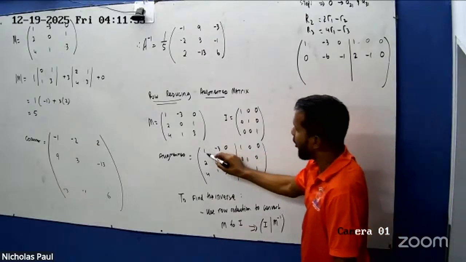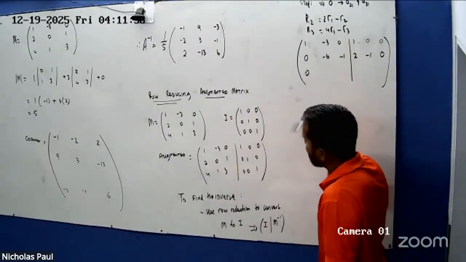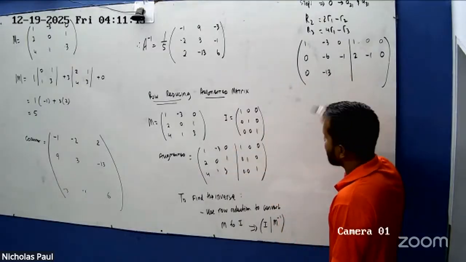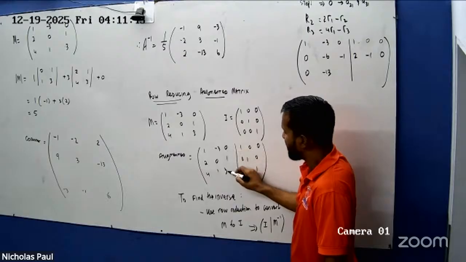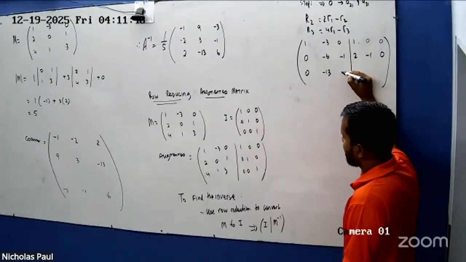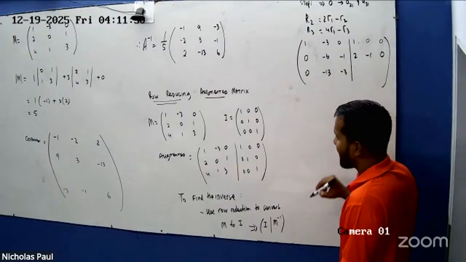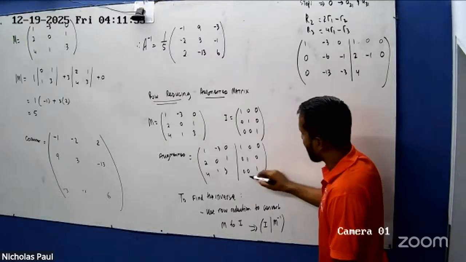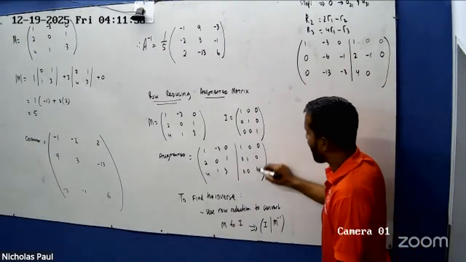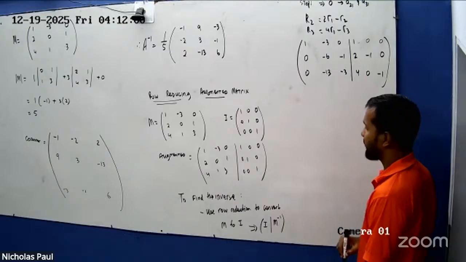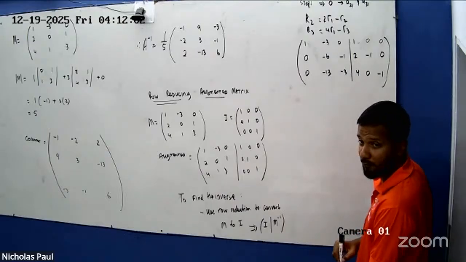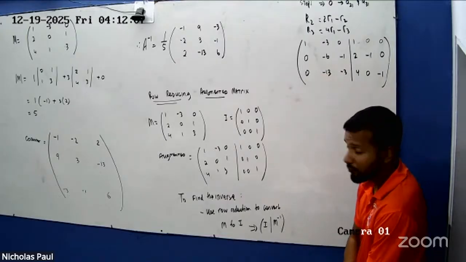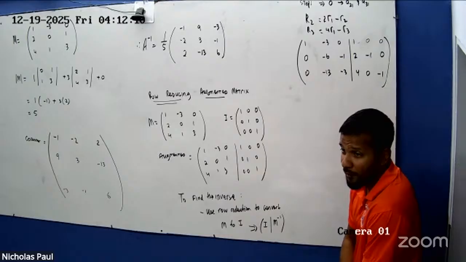So 4 by this minus this, that's 0. 4 by this is minus 12 minus this is minus 13. 4 by this minus this, that's minus 3, right? 4 by this minus this is 4. 4 by this minus this is minus 1. Right? So I have 1, 0, 0. Are you okay with that so far?